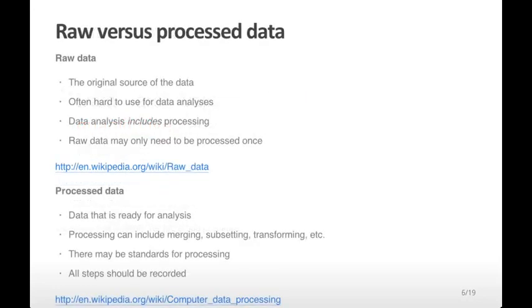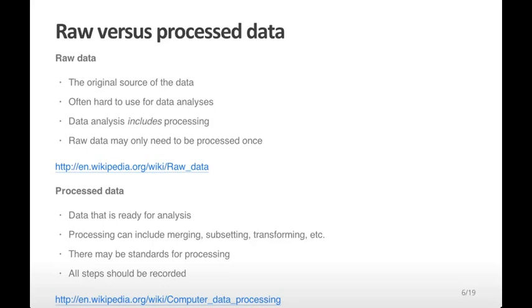Now that we know a little bit about data, we need to talk about the two different kinds that you'll commonly observe in a data analysis. First is the raw data. This is the data that comes from the original source or machine that was used to collect the data. It's often hard to use for data analysis either because it's too big or because it's in a format that's very hard to manipulate. Data analysis includes the processing of the raw data into processed data, although these steps are often ignored when performing downstream data analyses.